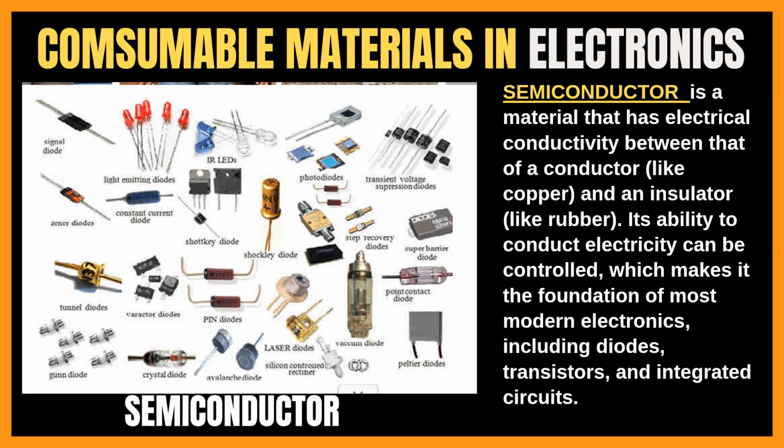First is the semiconductor. It is a material that has electrical conductivity between that of a conductor, like copper, and an insulator, like rubber. Its ability to conduct electricity can be controlled, which makes it the foundation of most modern electronics, including diodes, transistors, and integrated circuits.